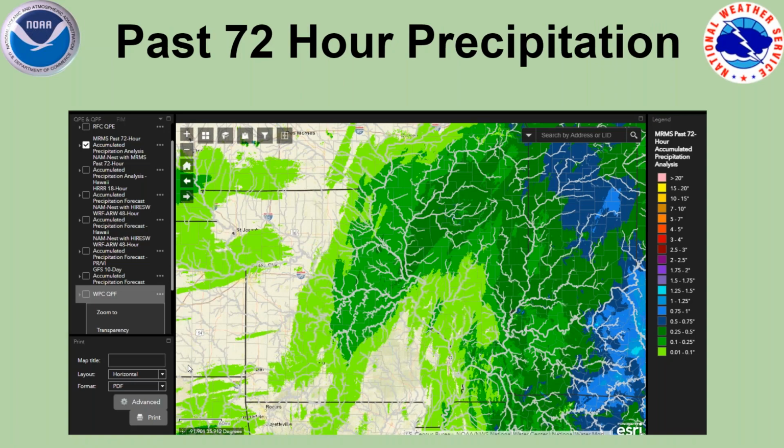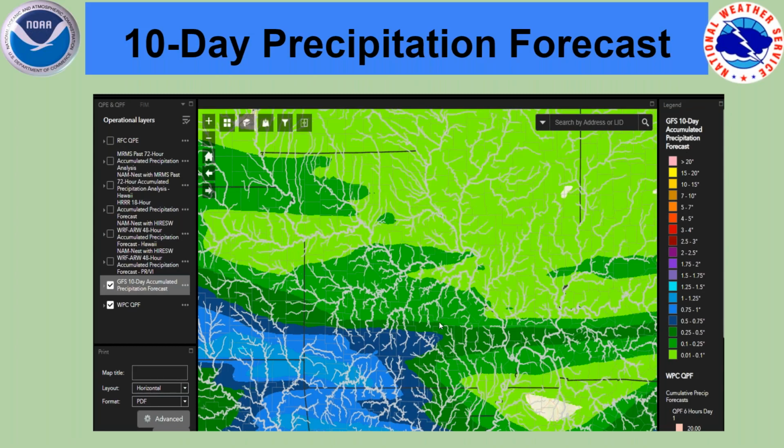You can also pull in past precipitation. This is a 72-hour past precipitation image. And the legend over here gives you an estimate of the amounts there, as well as you can pull in forecast. This is a 10-day precipitation forecast. So you can see what they are putting into the forecast from the rainfall, and then the output shows up in the stream flows.